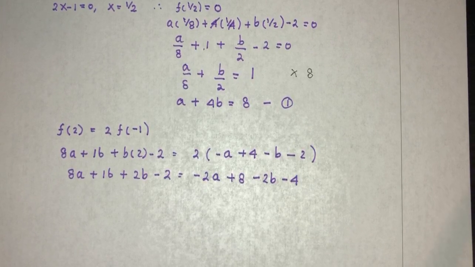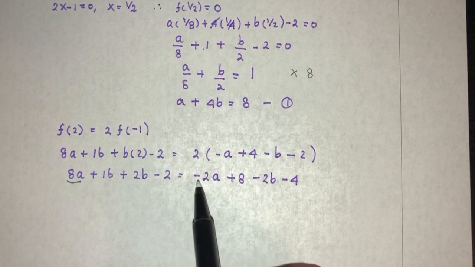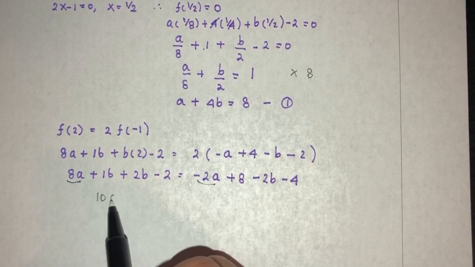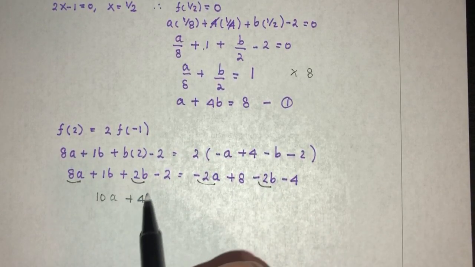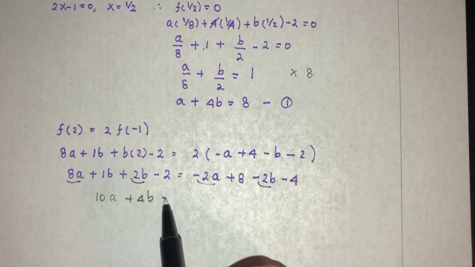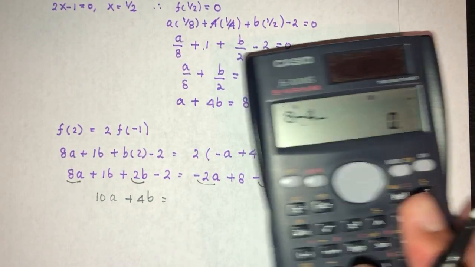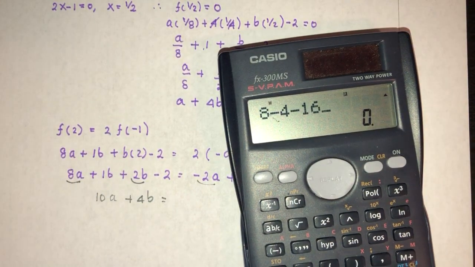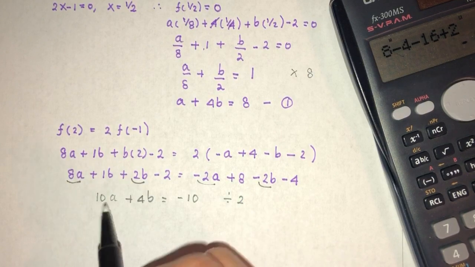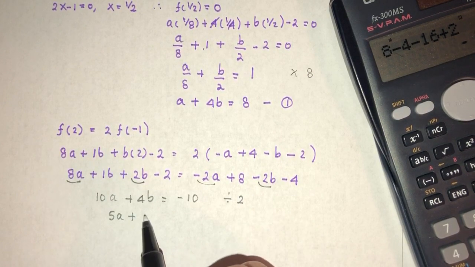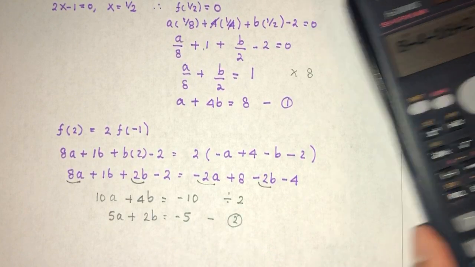So now we have to send everything to one side. So 8a, when you send this, will become plus. So 8 plus 2 will be 10a. For 2b, that will be plus 4b. And then let's send the numbers to one side. You have 8 minus 4, what is that? It is 4. And then we have minus 16 plus 2. That will be minus 10. So divide by 2 everywhere, you will have 5a plus 2b is equal to minus 5. And that is your equation number 2.